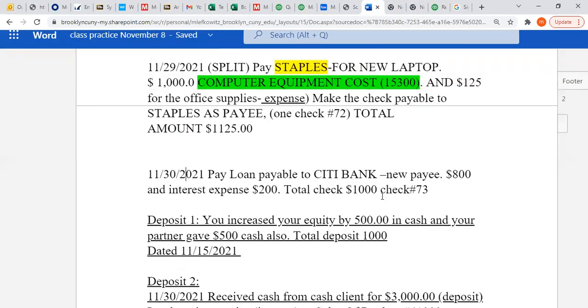You have 2 deposits to create. We're going to do it as journals. Okay, it's like the repeat of what I did before. So if you saw me doing the 2000, and the total is 4,000, it's exactly the same. You increase your equity by 500, you increase your partner's equity by 500, your total deposit is 1,000. Of course, when it says deposit, it means to checking. And the date is November 15, 2021.